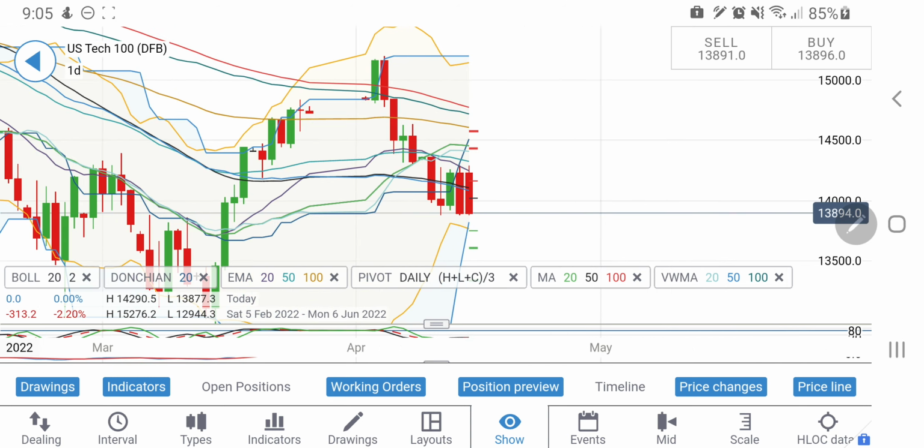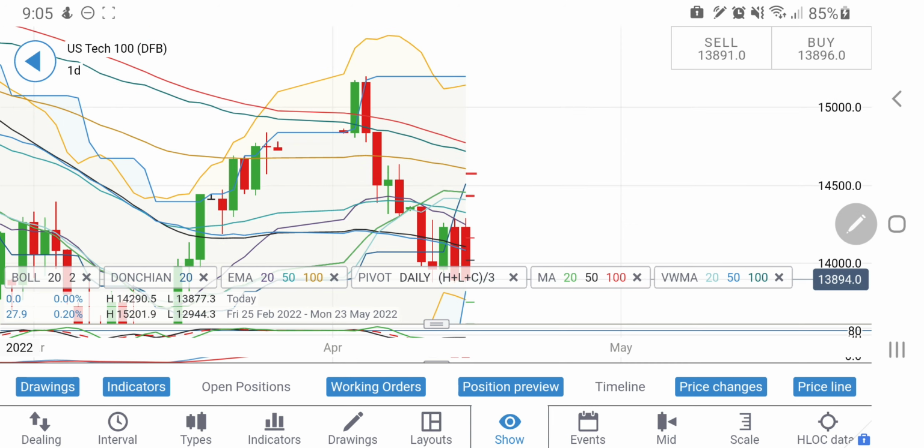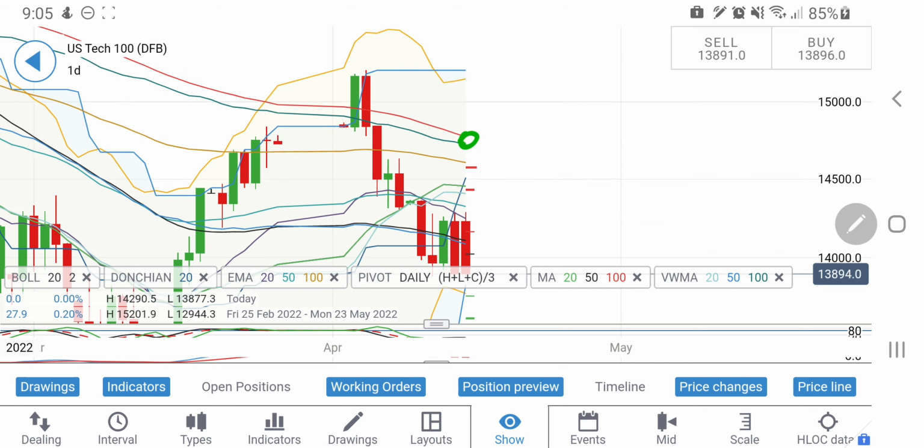Look at the indicators here. First, a couple of observations. See, the 100 period moving average is lying here at around 14,600. Now there is a crossover between the 20 and 50 period moving averages here. The 20 period moving average is lying at around 14,500 and the 50 period moving average at around 14,200 levels, rather 14,100 levels.